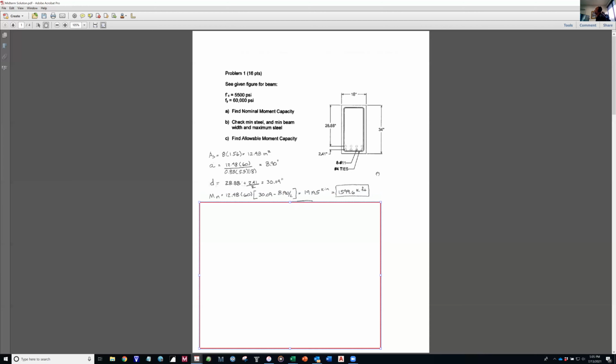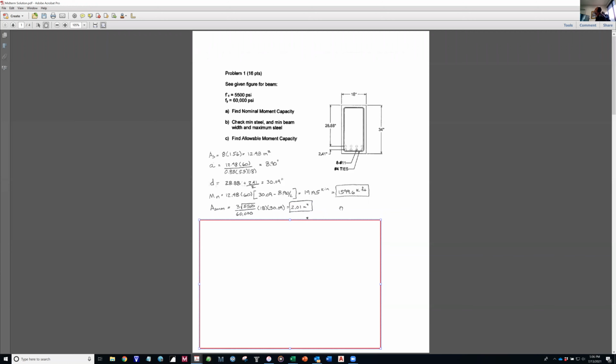And so the nominal moment capacity, Mn, is AsFy times (d minus a over 2), which I got as 19,195 kip-inches, or 1,599.6 kip-feet. Are there any questions about part A? No, Professor. Okay, thank you.